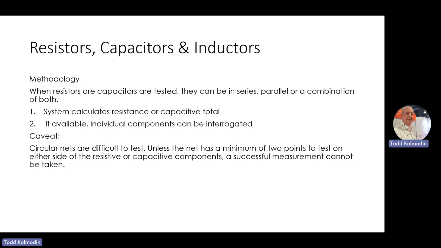But the only caveat is if you have what we call a circular net, where you might have resistors in a circular net where there's only maybe one point available for us to test. So you don't have the second point of the test, so you can't get an accurate measurement. If it is a circular net, you need to have at least 2 test points, and you need to have them on either side of the resistive or capacitive components to get an accurate measurement. Otherwise, we're kind of up the creek without a paddle, because we can't get an actual resistive or capacitive reading.